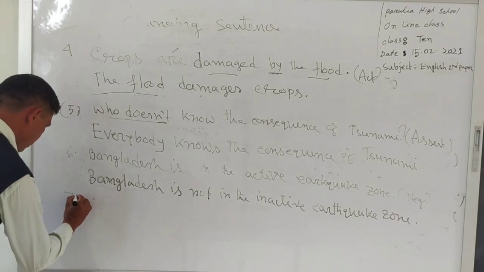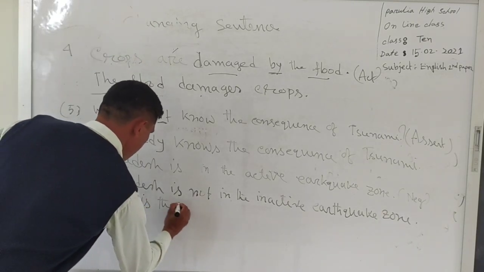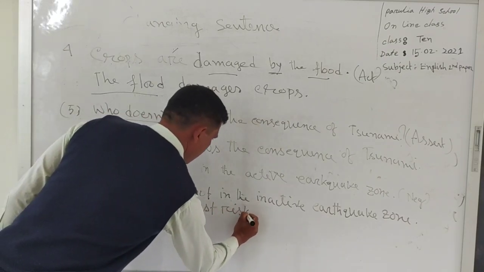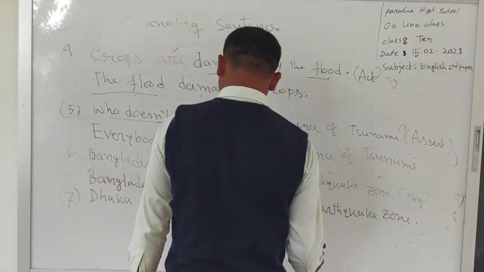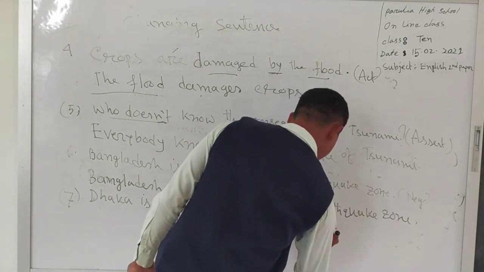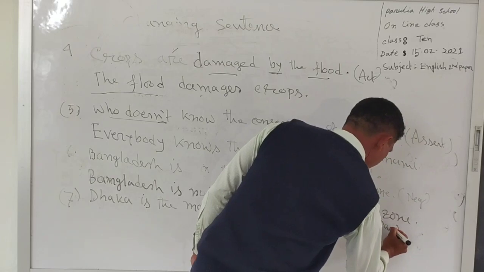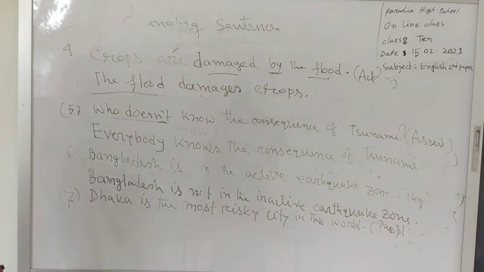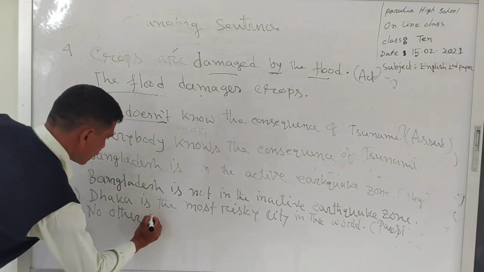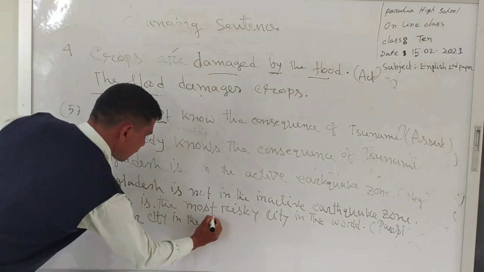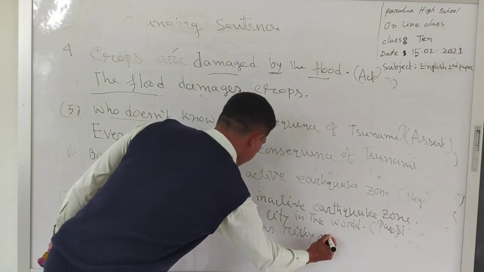Number 7. Dhaka is the most risky city in the world. This sentence will turn into positive form. No other city in the world is as risky as Dhaka.